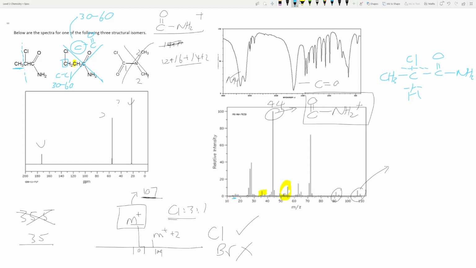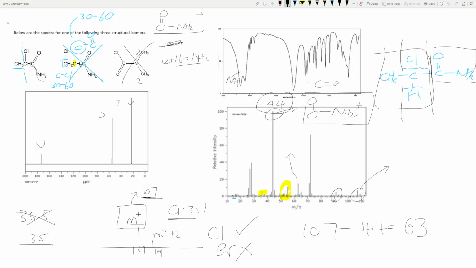I tend to just tell people to cut here, look for the 15, and then cut here and look for the 44. Look for this side, and then this side, which we did find, which is a 44. So you can just say the 44 is a CONH2 plus, and then the 107 minus 44 is going to be 63, boom, this peak here.